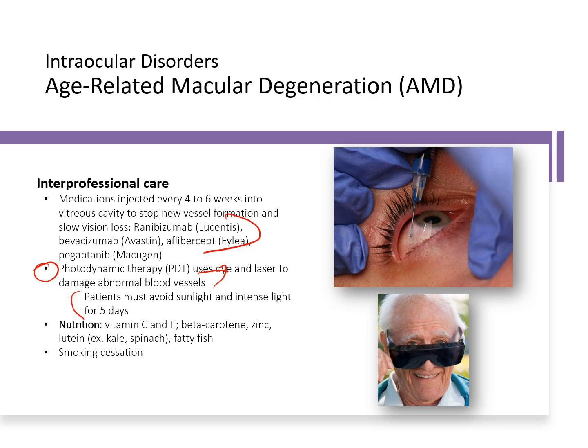Nutrition, here's the nutrition. So this is nutrition for your eyeballs. So this is vitamin C and E, beta carotene, zinc, and lutein. Examples of lutein would be kale and spinach, and then also fatty fish. Okay, and then of course we want patients to stop smoking because smoking constricts blood vessels, and we don't want that.